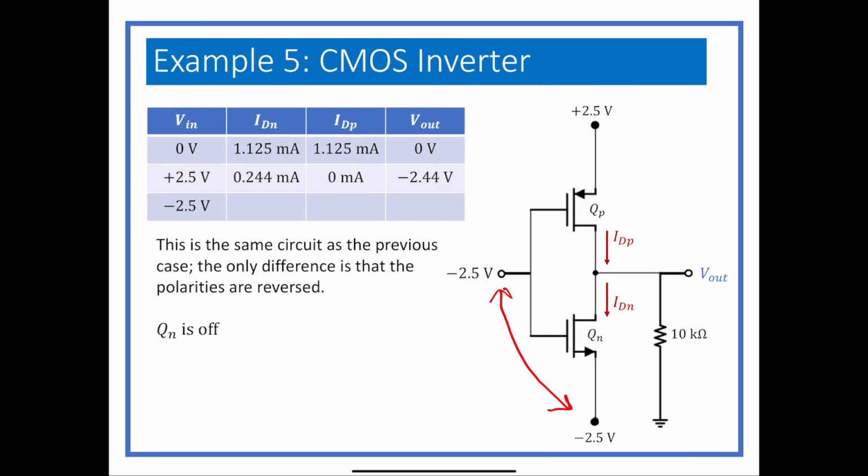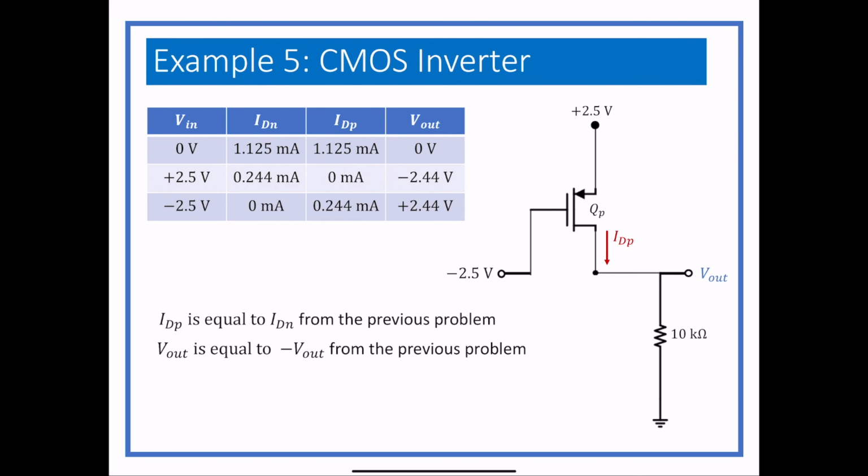So the only thing that's going to happen is the polarities are going to be reversed, but we're actually going to end up with exactly the same current here that we had before, which means that we can take IDP and make it equal to IDN in the previous problem, and V out is just going to equal negative V out from the previous problem, and that is how we solve that.